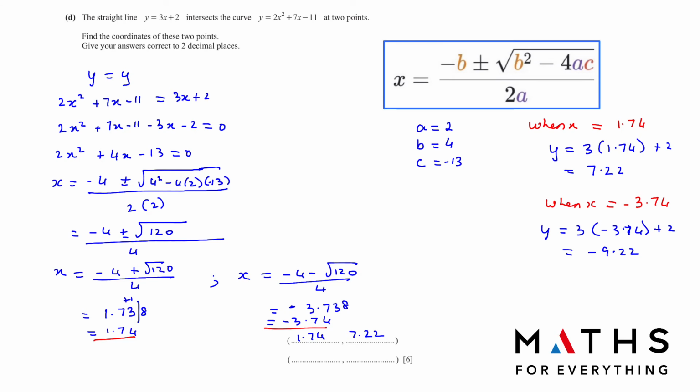Memorize the quadratic formula. Whenever any question comes where you need to know the formula, if you know the formula, it makes things easy and there's always more marks for it.